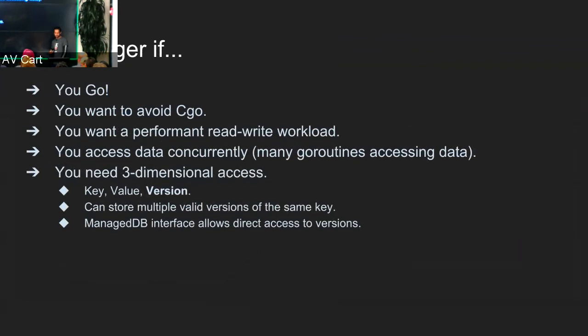Badger is a great choice if you need access to versions. Badger can store multiple valid versions for the same key. It comes with a mode which gives you direct access to the version dimension. This simplifies a lot of transactional nuisance associated with building an MVCC layer above Badger, like we've done at Dgraph.